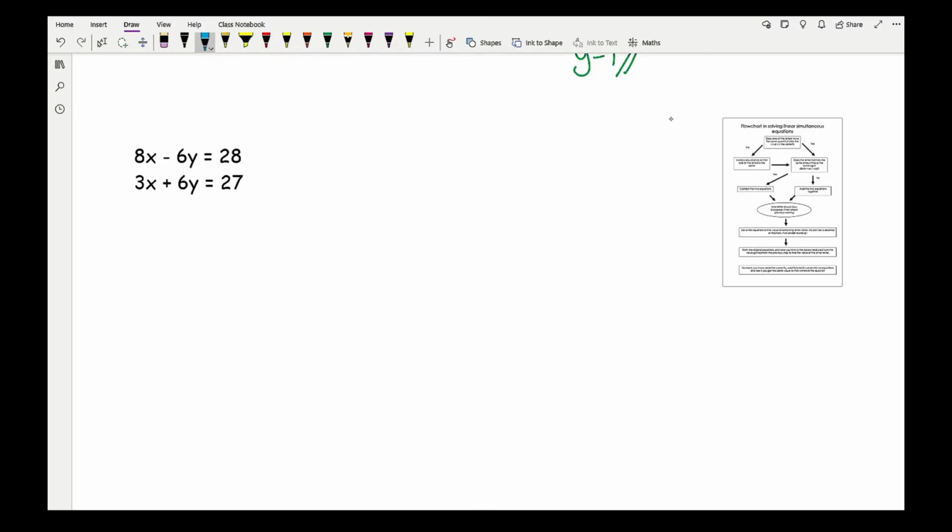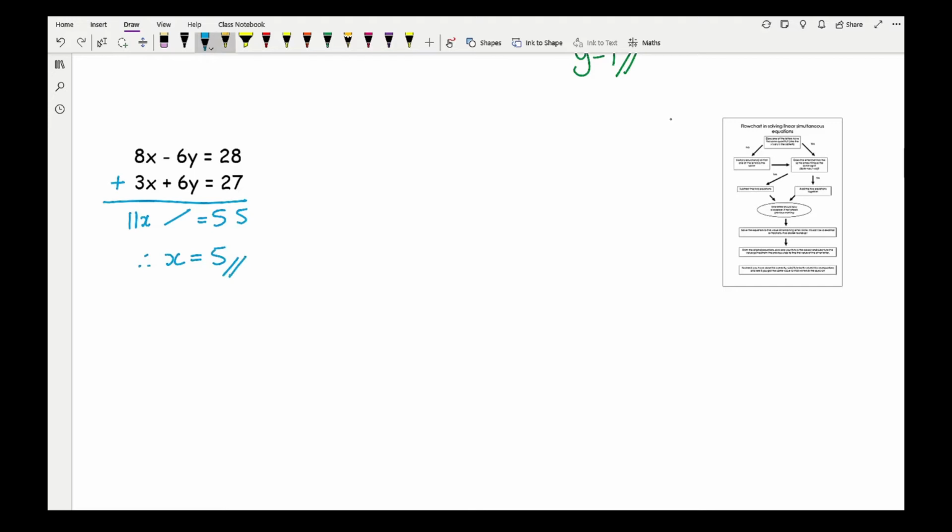Now when the signs are different, what I need to do is add the two equations together. So here I've got 8x plus 3x, which is 11x. I've got minus 6y plus 6y, which disappears and becomes 0. And then I've got 28 plus 27, which is going to give me 55. Now again, it's looking good because one of the letters should disappear. In this case, my y's have disappeared. So if 11x equals 55, then that means that x is going to equal 5.